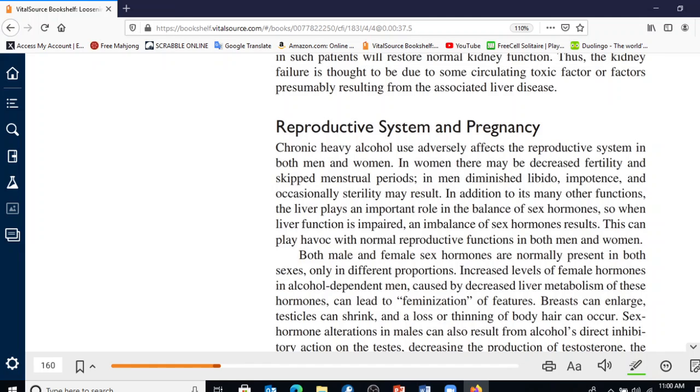A direct effect that alcohol has on male hormones is to lower testosterone levels, and that has something to do with both sexual performance, erectile dysfunction, that kind of thing, and interest in sexuality. Increased levels of female hormones in alcohol-dependent men is caused by decreased liver metabolism. Both men and women have both estrogen and testosterone, and our bodies metabolize it at different rates, etc.